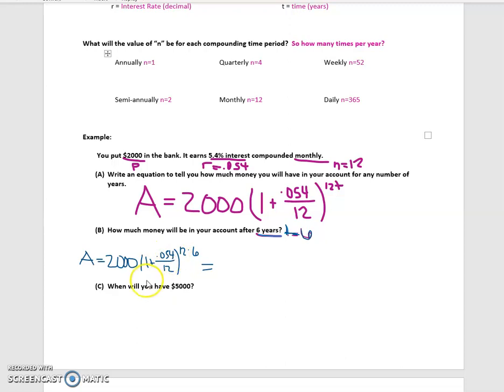You don't have to simplify this. If you don't like typing this in because you might type it in wrong, you can simplify it piece at a time. So I divided 0.054 by 12 and I got 0.0045. So that means that this equals 2,000 times, and I added that to 1. So I got 1.0045. There you go. And then I went ahead and I said 12 times 6 is 72.